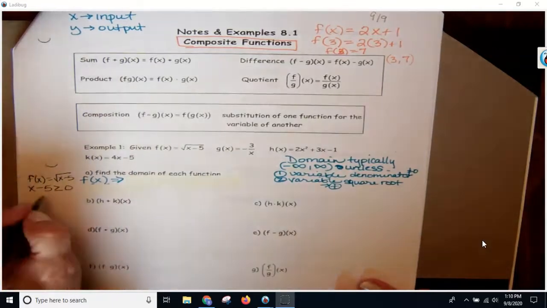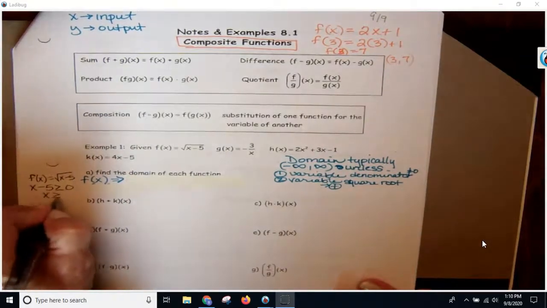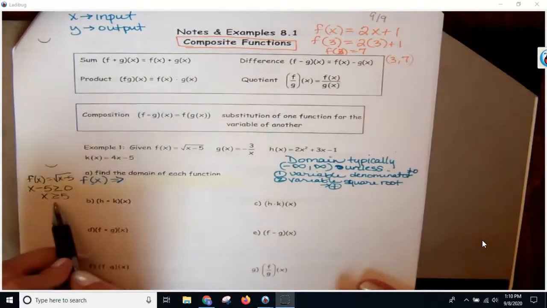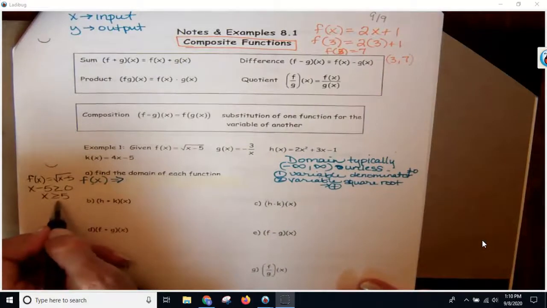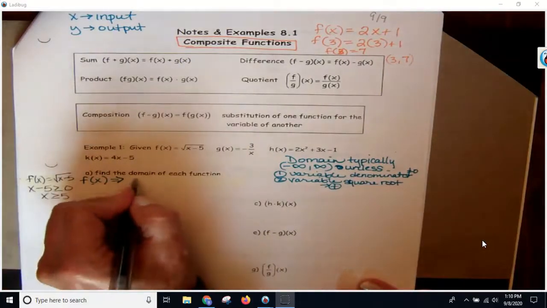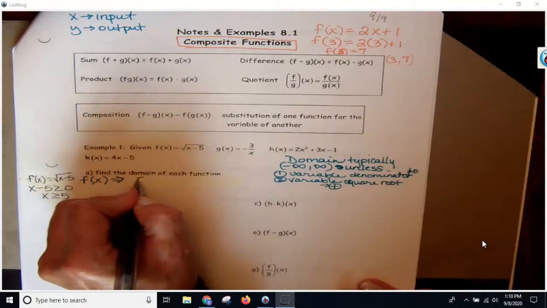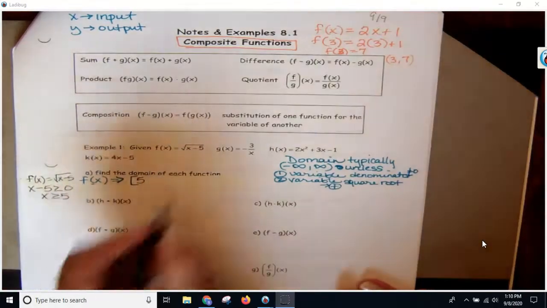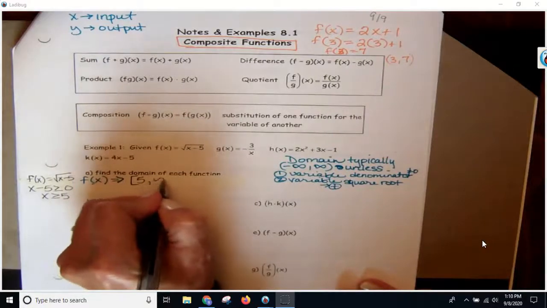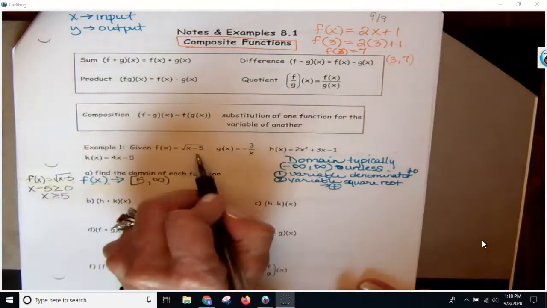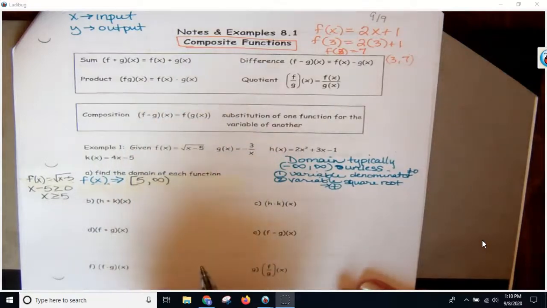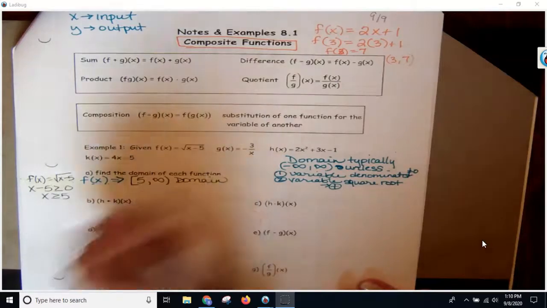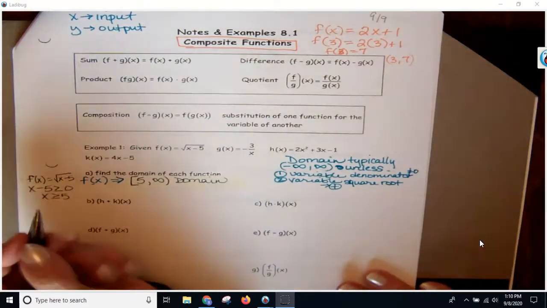When I solve that, I'm going to add 5 to both sides and get x has to be greater than or equal to 5. To write that, our very lowest number is going to be 5, and it can equal it, so I'm going to put a bracket. And our very highest number can be infinity. Anything under 5 is going to create a negative radicand, so we cannot have that. So this is going to be our domain for f of x.